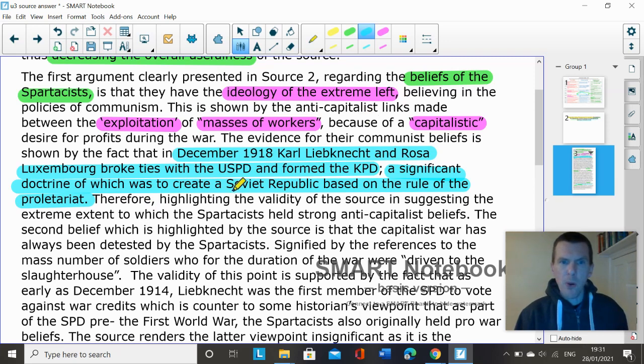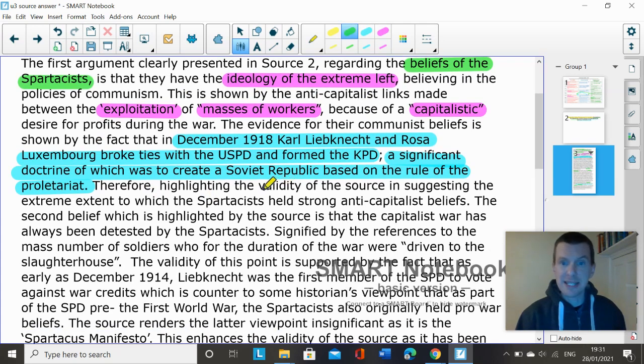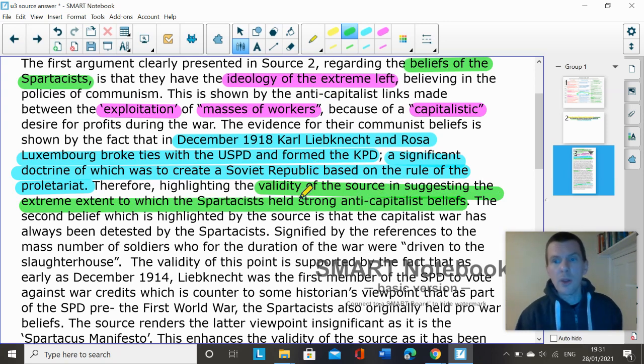So they've got a point here, some evidence there, and then what you want to see here is highlighting the validity of the source in suggesting the extreme extent to which the Spartacists held strong anti-capitalist beliefs. This is saying, yeah, the source is valid. It says this, and that's right. It's useful because I know it's accurate. And that's really, I would say, always the test of a source. Is it accurate? Yes, I know it's accurate. Therefore, well, it must be valuable.